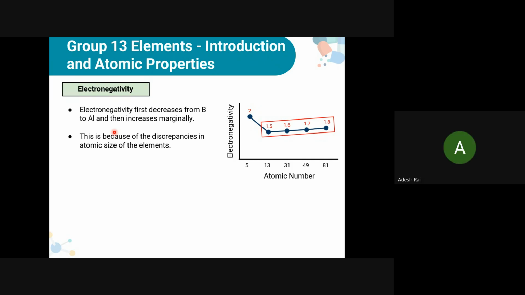But in the boron family, this is not the trend. Can you see the trend? What do you observe from this trend? Give me the conclusion. Tell me.